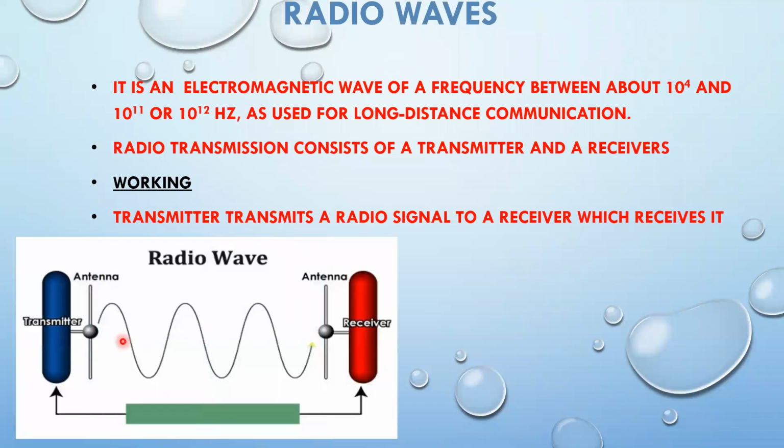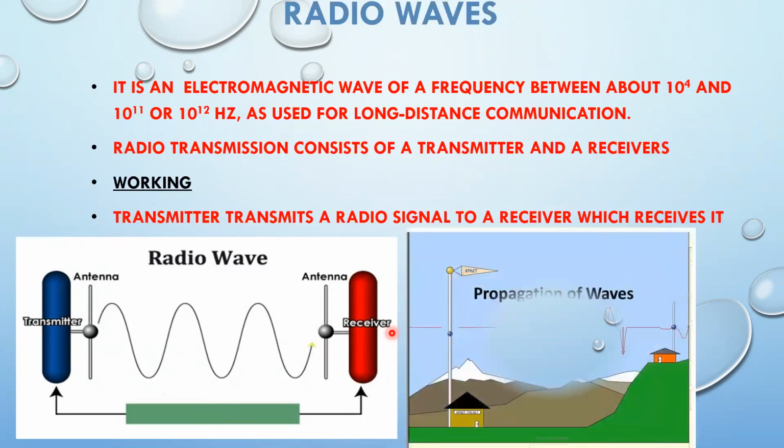Look at the diagram. This is the radio wave. The transmitter at the sending point has an antenna. The antenna sends the data through open space. At the destination point, the data move in the form of waves in the open space, and the receiving antenna catches the signals and sends them to the particular receivers. Clear?